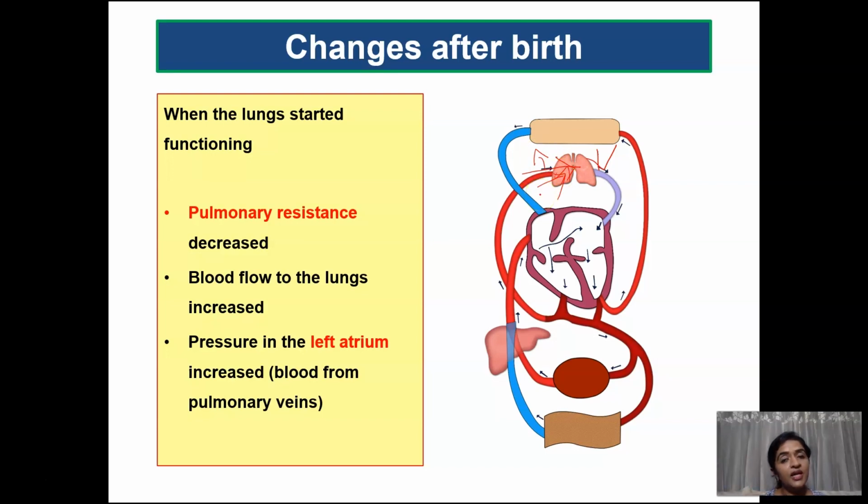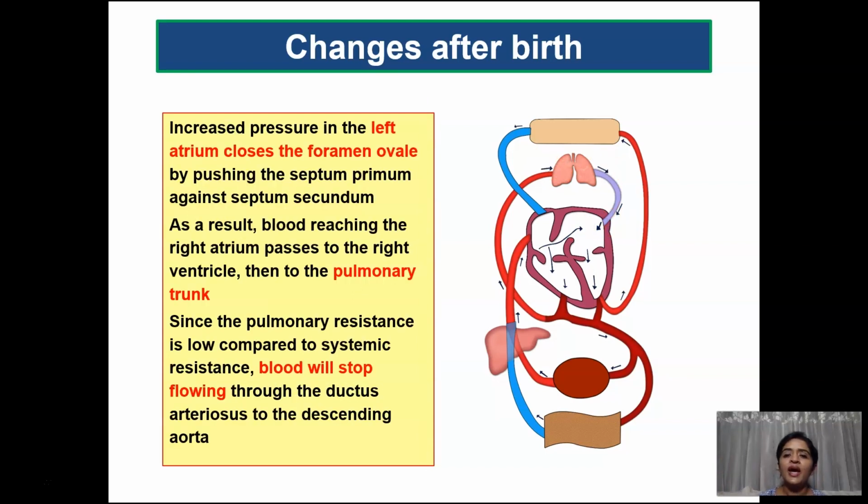So as the blood entering into the lungs increases, the blood leaving the lung will also increase. As a result, what happens? The pressure inside the left atrium will be increased, because a greater amount of blood is now passing through the pulmonary veins into the left atrium, and there will be increased pressure inside the left atrium. As a result, this will push the septum primum onto the septum secundum. So this is septum primum. Okay, so this will be pushed against the septum secundum, and as a result, the foramen ovale will be closed.